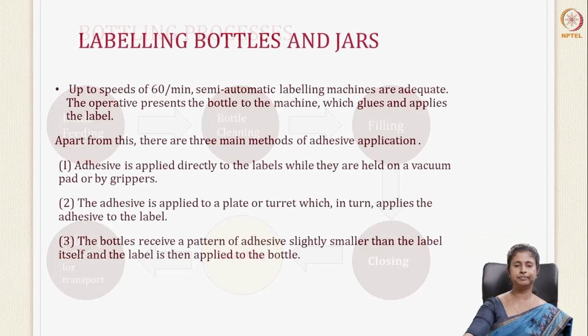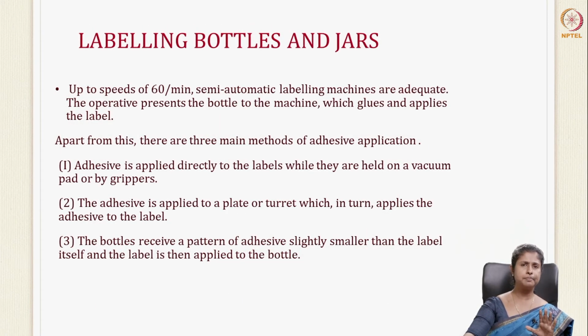In labeling, up to speeds of 60 per minute, semi-automatic labeling machines can be used. That's enough. But in higher amounts, you might have to go for automated labeling. Here, the labels are glued and applied directly onto the package. There are 3 ways in which the labels can be applied.